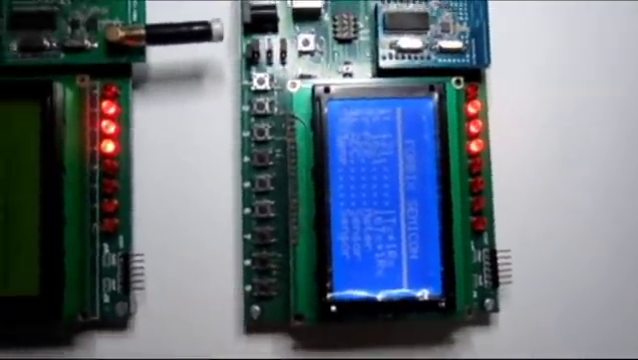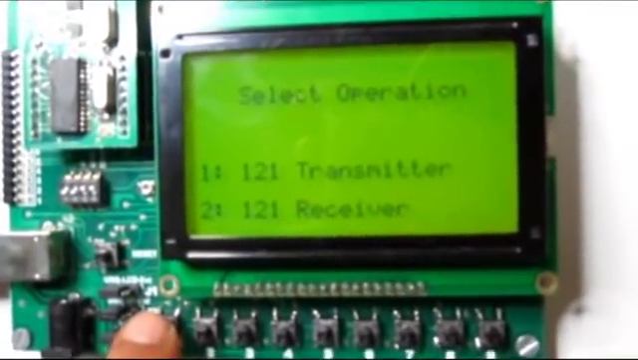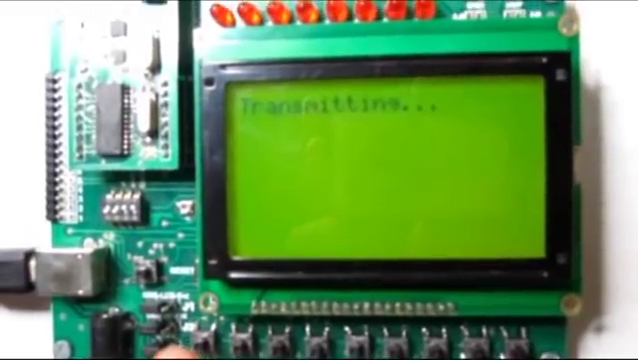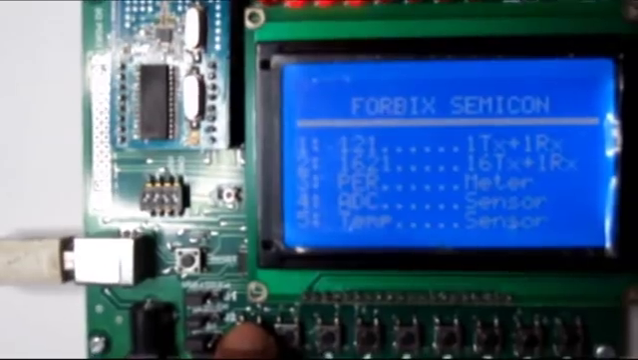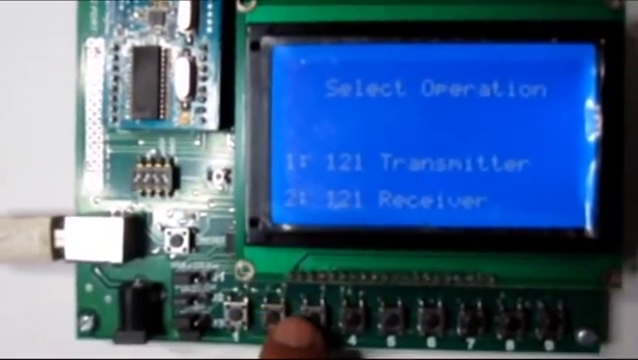Now follow the instructions to operate the unit as a 1-to-1 PP8 transmitter. First press 1 to enter 1-to-1 mode and then 1 again to enter transmitter mode of operation. Similarly follow the instructions on the receiver. First press 1 to enter the 1-to-1 mode and then 2 to enter the receiver mode of operation.